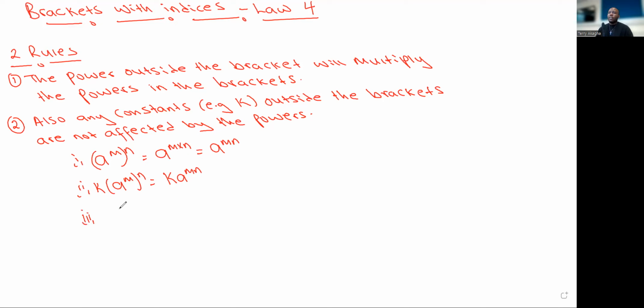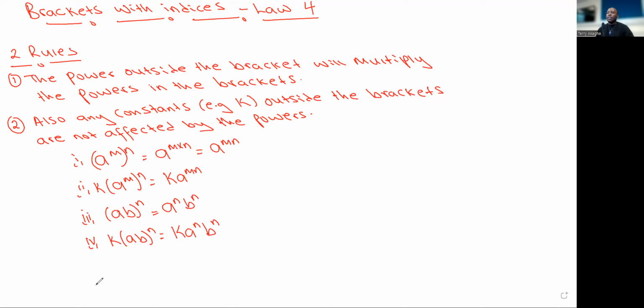So the next one is if we have something like (ab) raised to power n. Remember I told you before, ab is the same thing as a raised to power 1, b raised to power 1. If you want to look at it like this, are you seeing it? So that means the powers will be 1 times n, which will give you n. So it's going to be a^n b^n. Are you seeing it? So you can write it like that if you want to see it that way. And if it has a constant, k(ab)^n is going to give us k a^n b^n. Is that okay? It'll give you k a^n b^n.